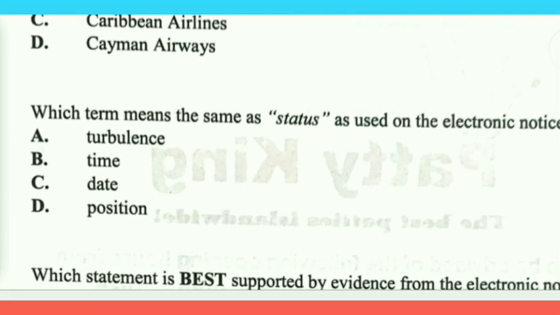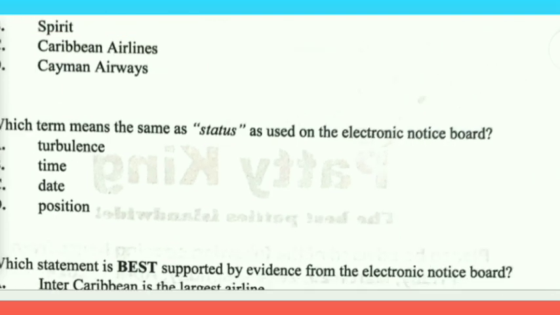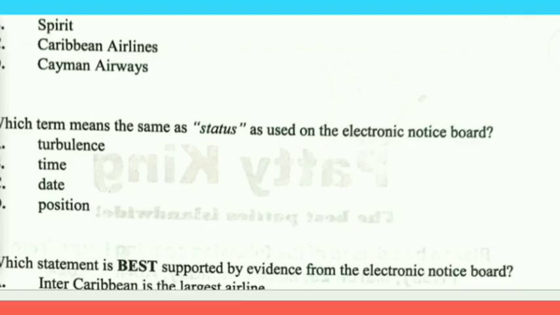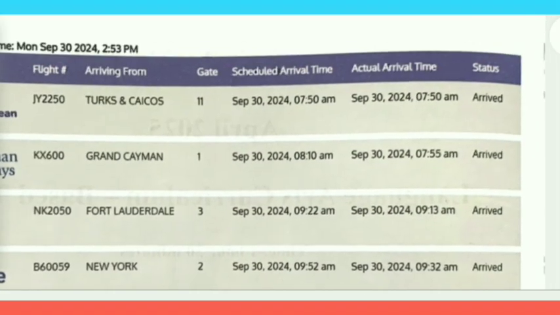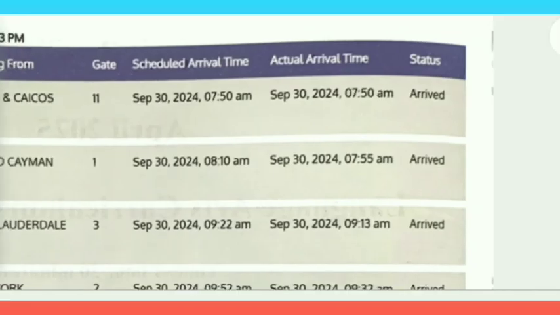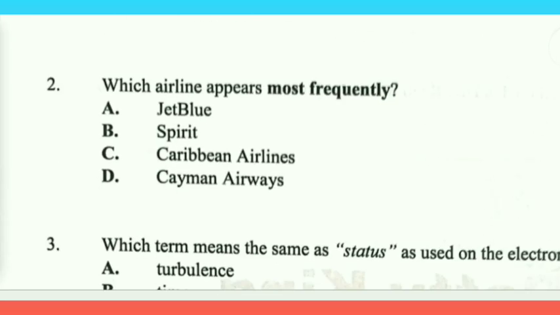Number 3, which term means the same as status as used on the electronic notice board? So let's go. They say, is it turbulence, as in how rocky the flight was? Is it the time? Is it the date or the position of the flight? All right, what state is it in? So here we have status at the end, and they're all showing arrived. So based on the notice board, the best word to choose here would be position. What's the position of them now? All right, so they have arrived.